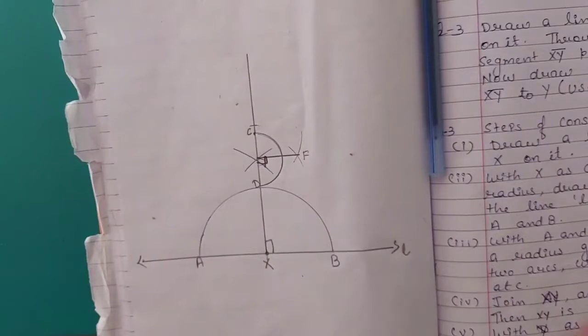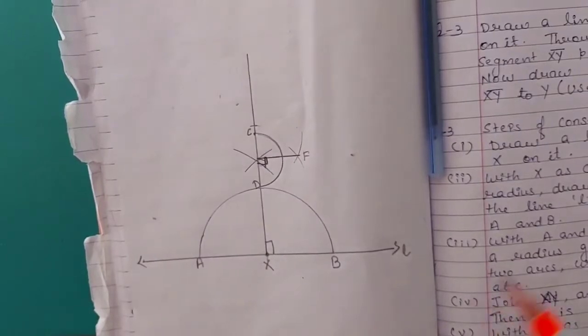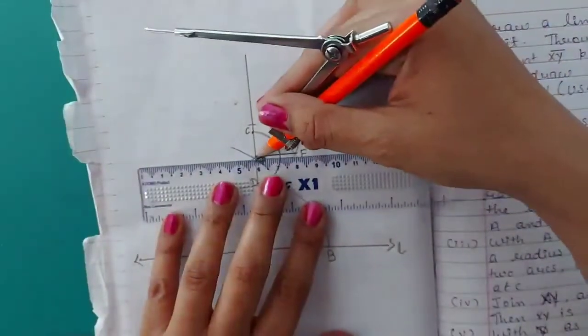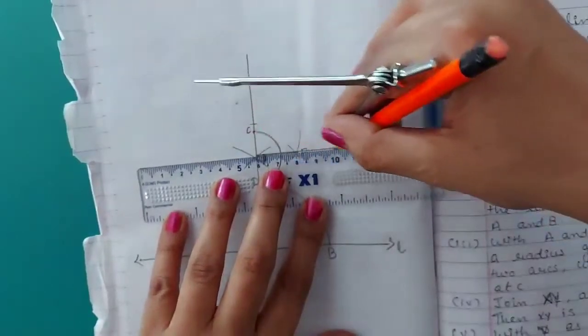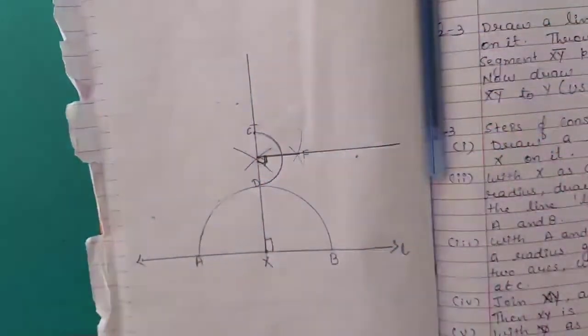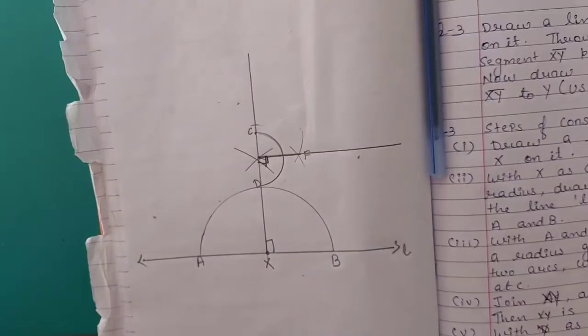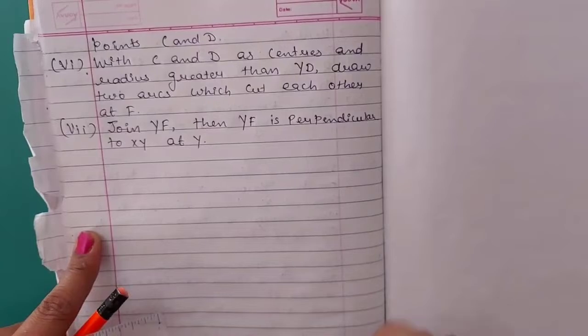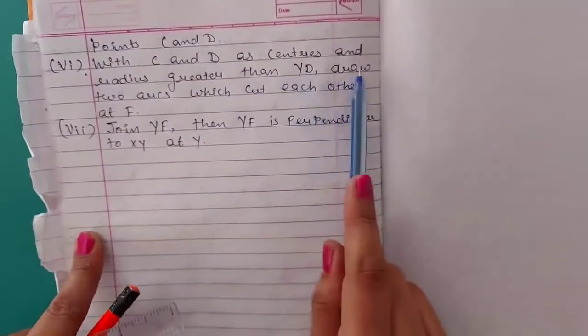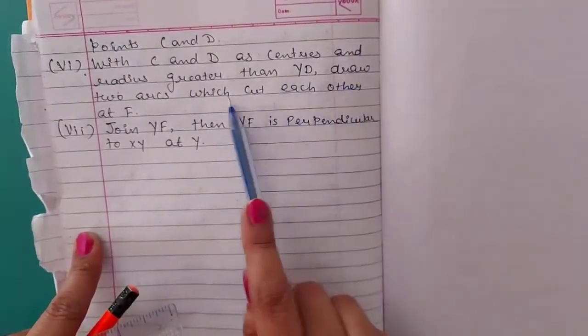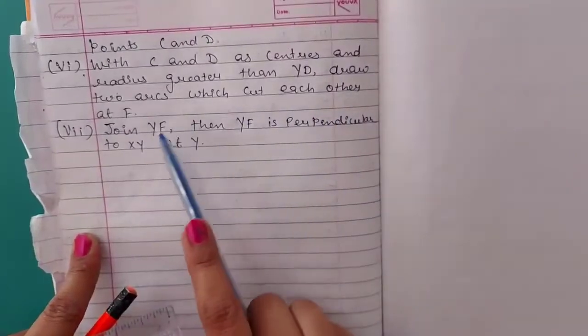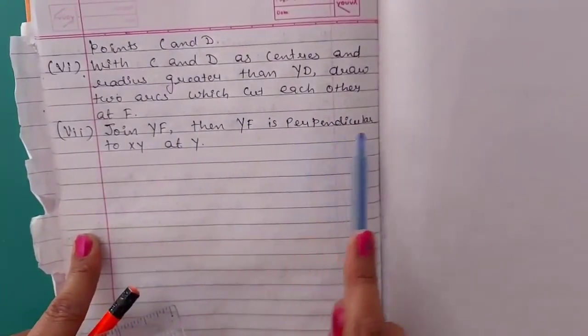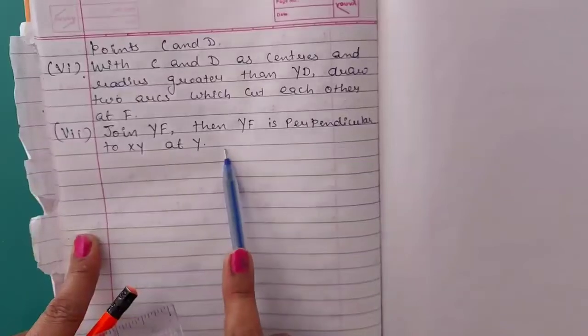Hence we have drawn two perpendicular line segments with Y as a center. This is also a perpendicular line segment which we have labeled as F. So let us see the steps of construction. With C and D as centers and a radius greater than YD, draw two arcs which cut each other at F. Join YF, then YF is perpendicular to XY at Y.